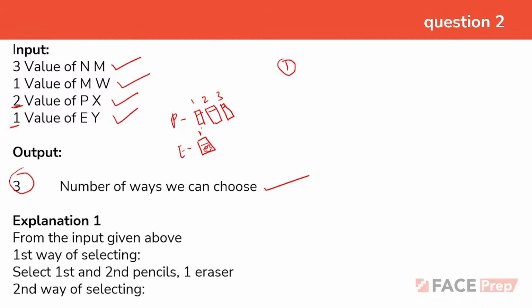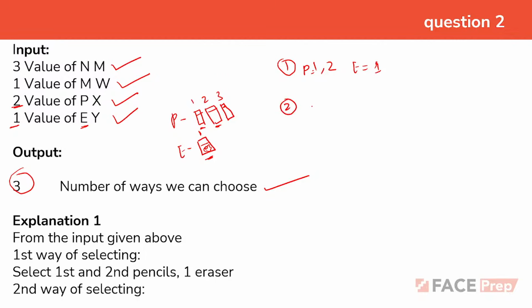You can choose the first pencil and the second pencil. And how many erasers can you choose? Only one eraser. So for choosing the one eraser, how many ways are there? This is for P you can choose, and erasers is going to be one only, right?